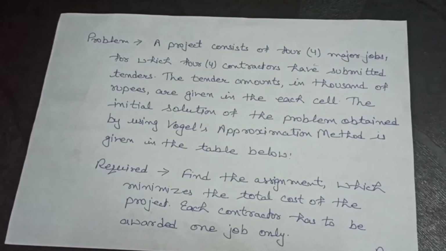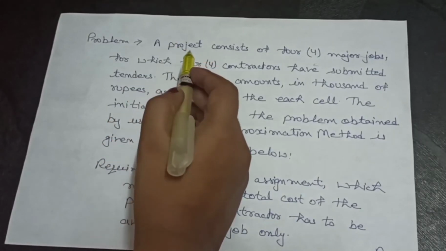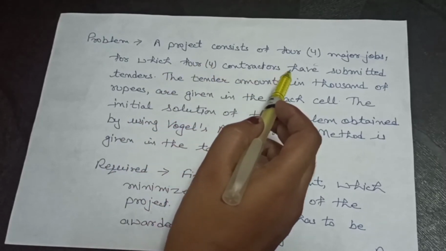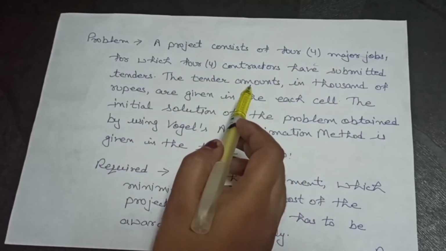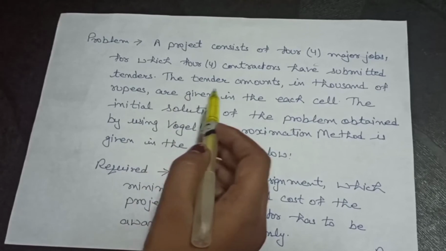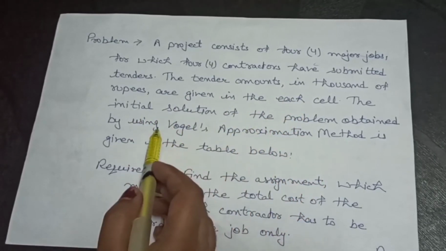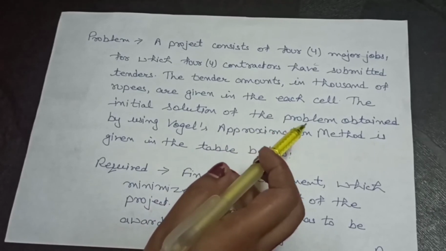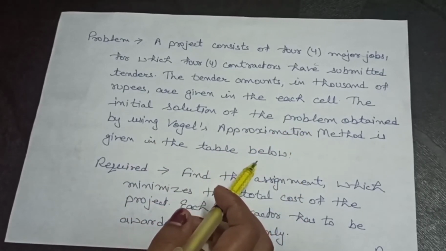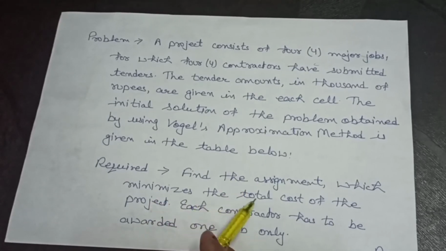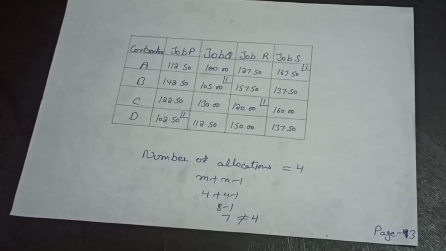Here we have a problem in which a project consists of 4 major jobs for which 4 contractors have submitted tenders. The tender amounts in thousands of rupees are given in each cell. The initial solution of the problem obtained by using Vogel's approximation method is given in the table below. We have to calculate the assignment which minimizes the total cost of the project. Each contractor has to be awarded one job only.